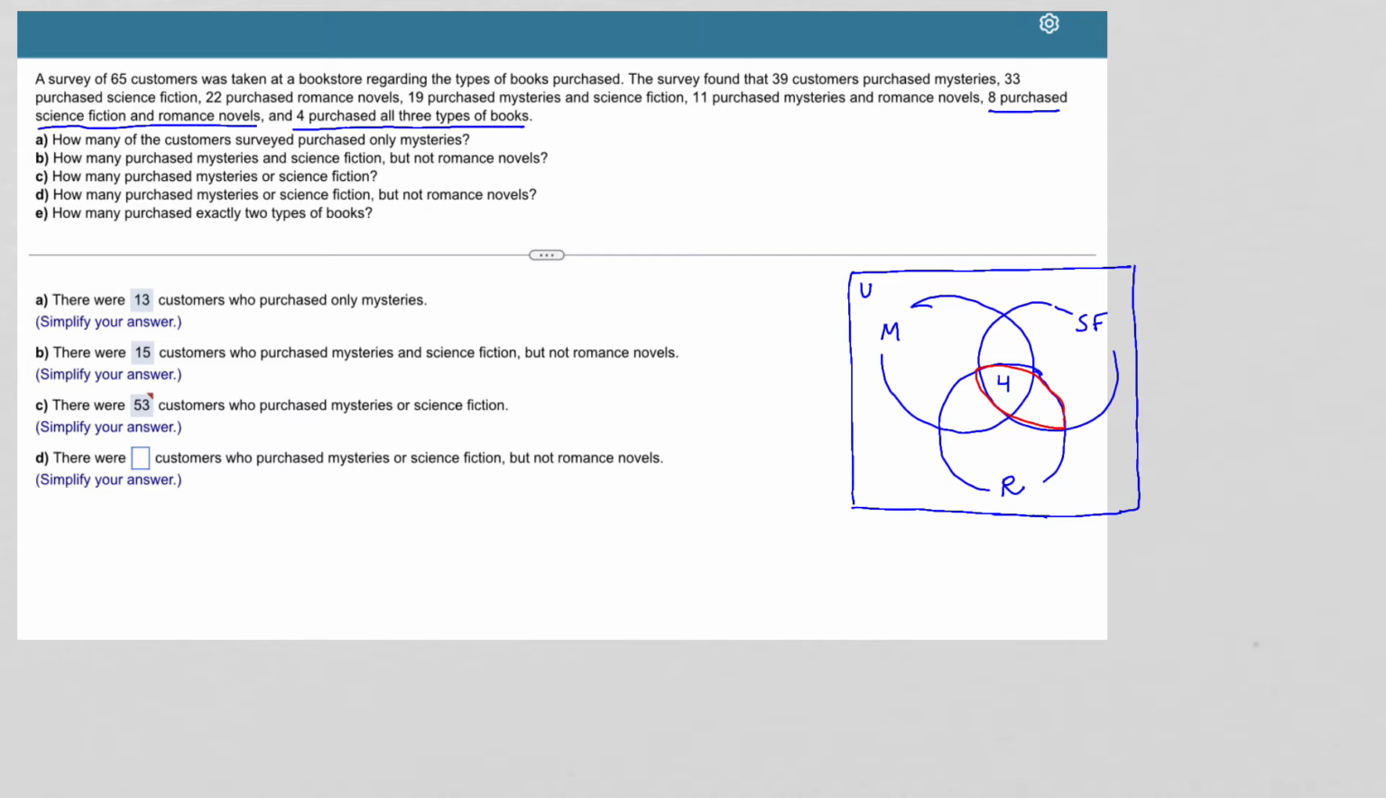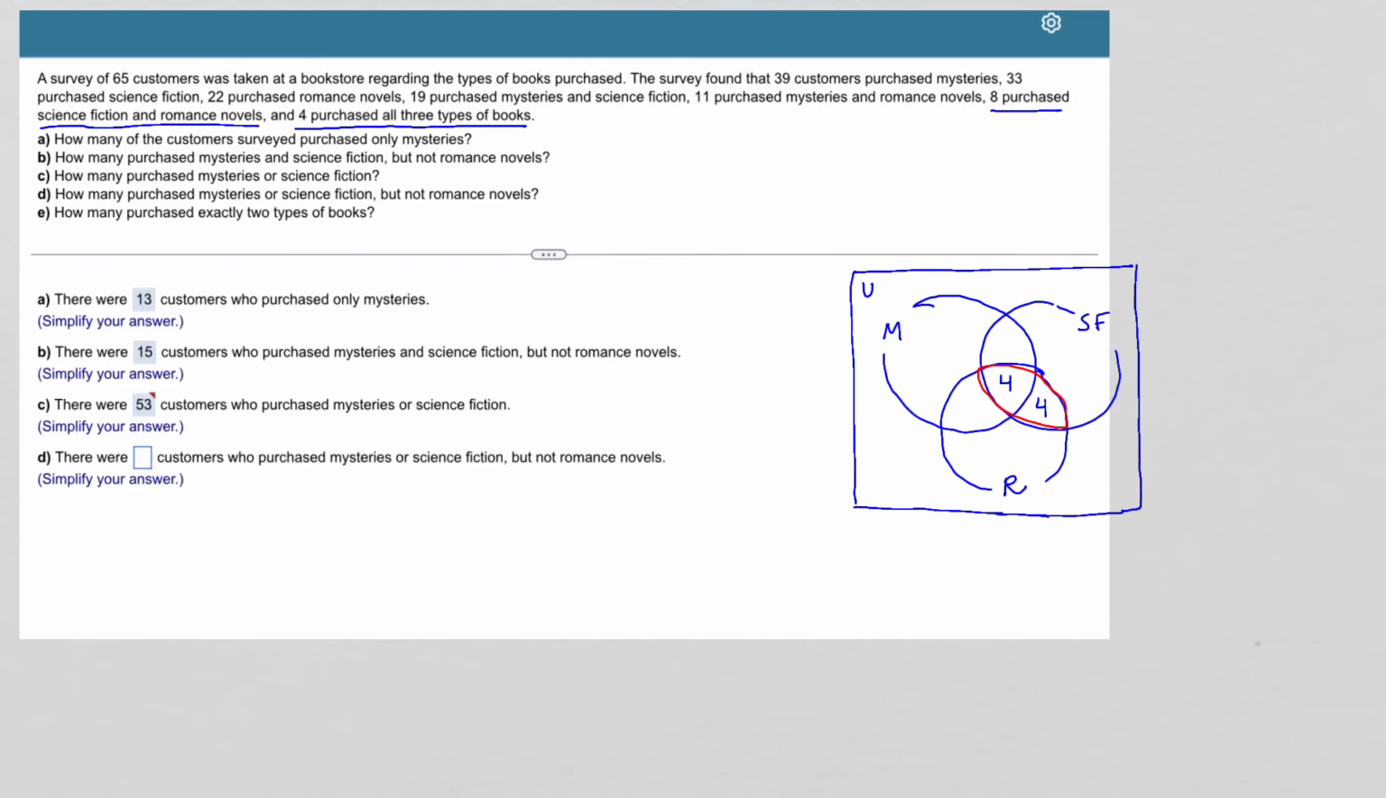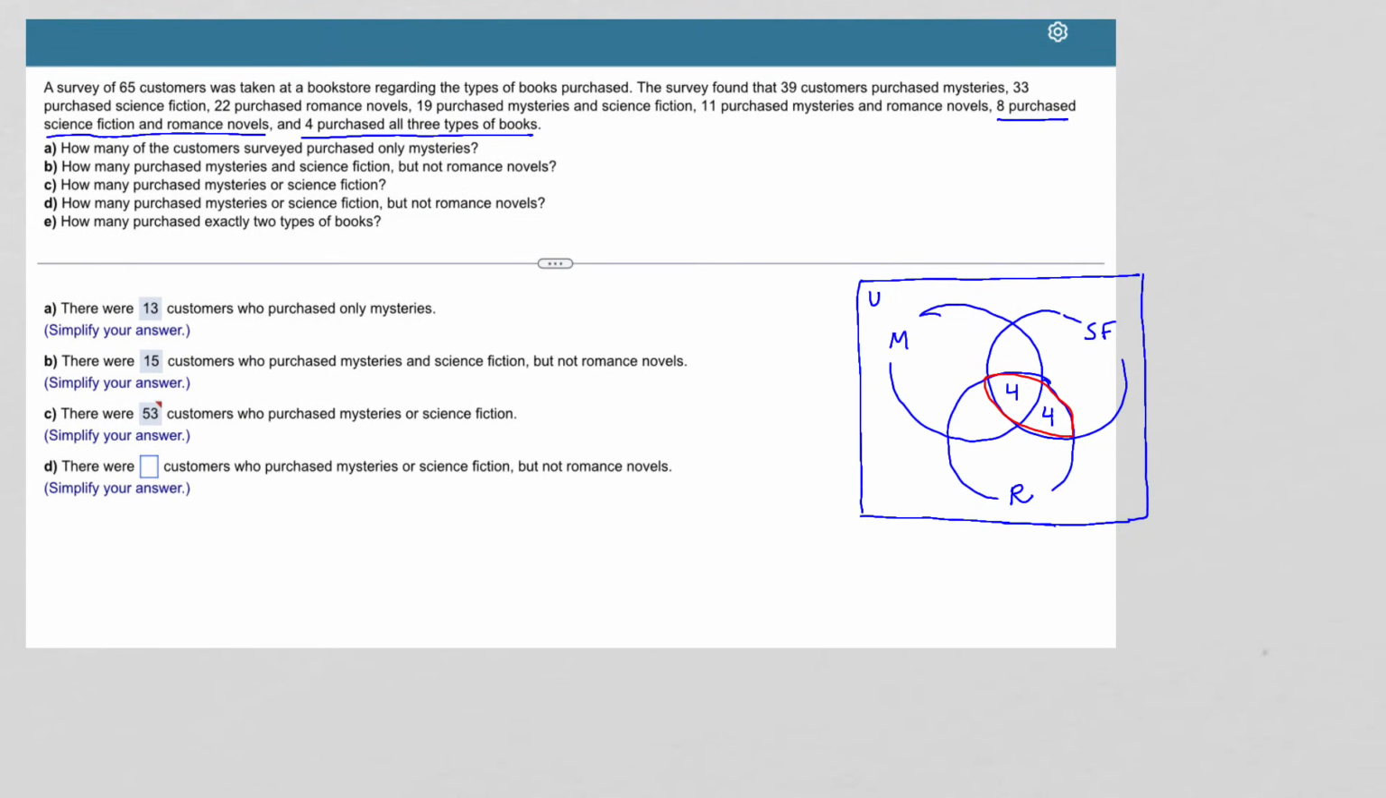Now we already have 4 in that area, so I'm going to put another 4 to make the total for that area 8. And then I'm going to do the same thing with the other 2 sets of overlapping book types. So we have 11 purchased mystery and romance, and we already have counted 4, so that leaves 7. And then 19 purchased mysteries and science fiction. We already counted 4. So that leaves 15.